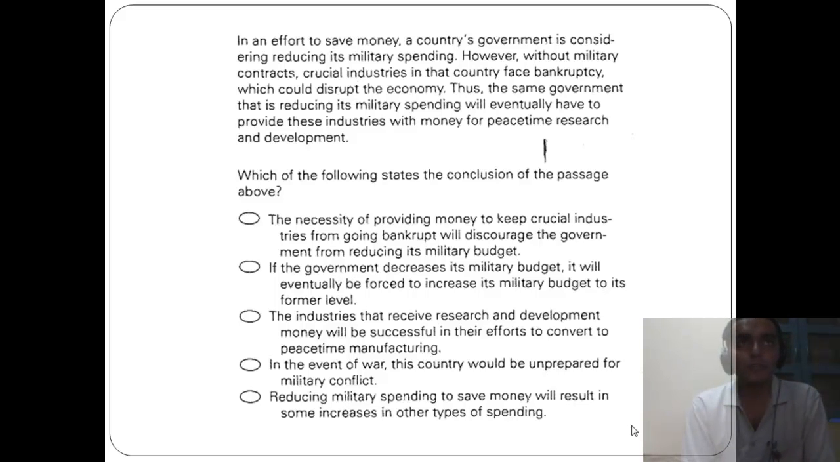So, in an effort to save money, a country's government is considering reducing its military spending. However, without military contracts, crucial industries in the country face bankruptcy, which could disrupt the economy. Thus, the same government that is reducing its military spending will eventually have to provide these industries with money for peacetime research.